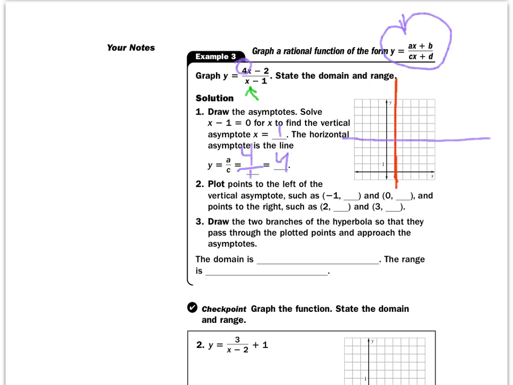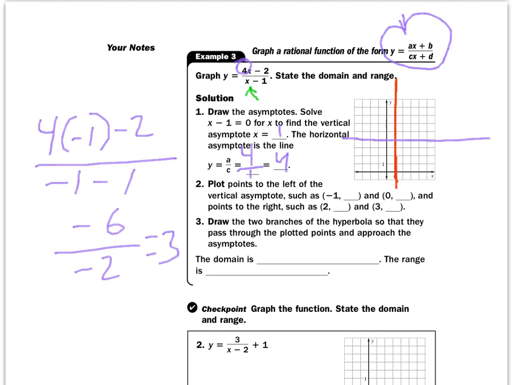And now I have to graph some points. I want to graph to the left of x equals 1, and I want to graph to the right of x equals 1. So they chose negative 1. If I put a negative 1 in there, I get 4 times negative 1 minus 2 over negative 1 minus 1. That's negative 4 minus 2 is negative 6 over negative 2. Answer is 3. So I have a 3 right there. If I put a 0 in there, that one ends up being really easy. Just negative 2 divided by negative 1 is 2. So I have the points negative 1, 3, and 0, 2, right there. Well, it looks like I'm going to have a branch that's going to go right through there. And then the other branch, conversely, is going to end up being right up here.